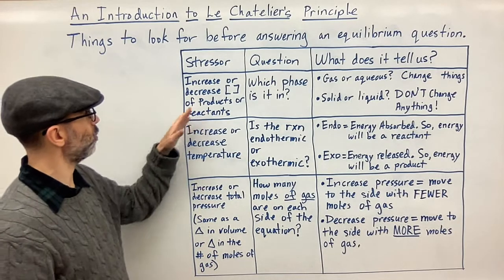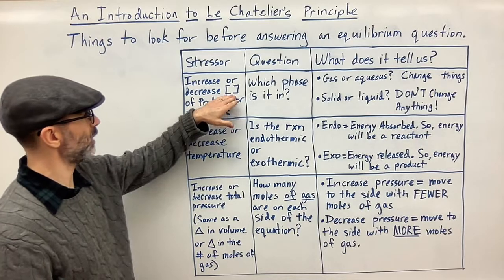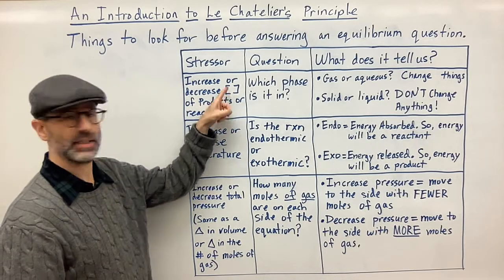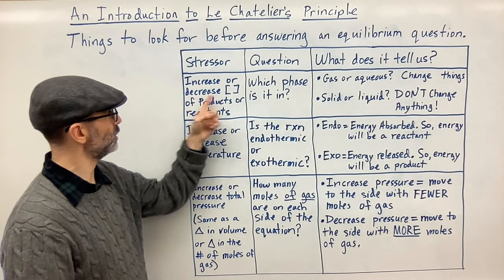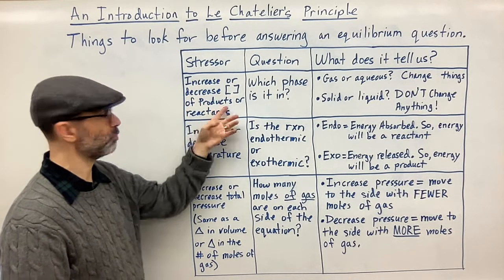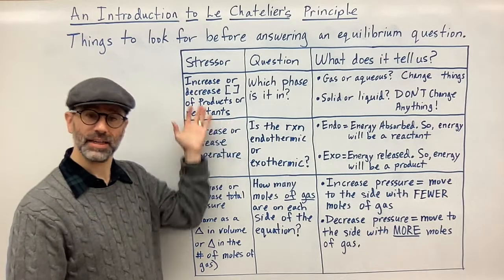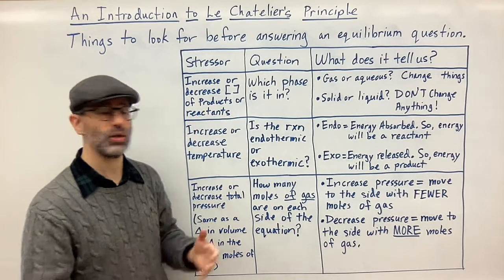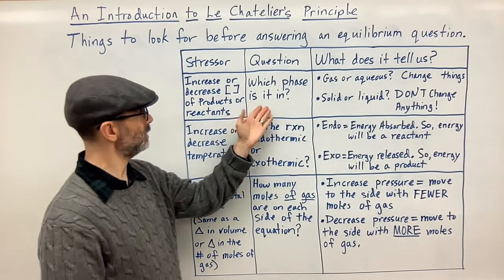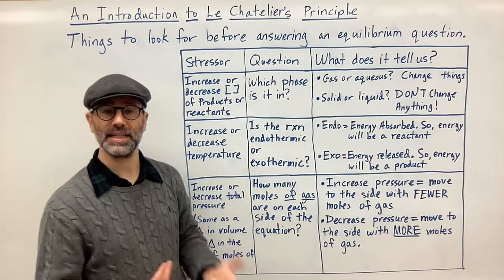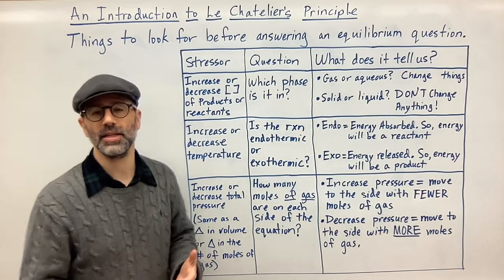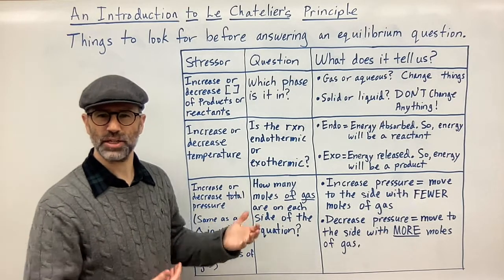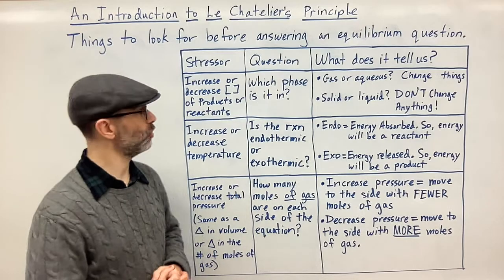An increase or a decrease in the concentration. Remember, these square brackets mean concentration of something. So if you're going to increase or decrease the concentration of products or reactants, then the question you want to ask yourself is this one: which phase is it in? Basically, what is the phase of the substance that I am increasing or decreasing, right?